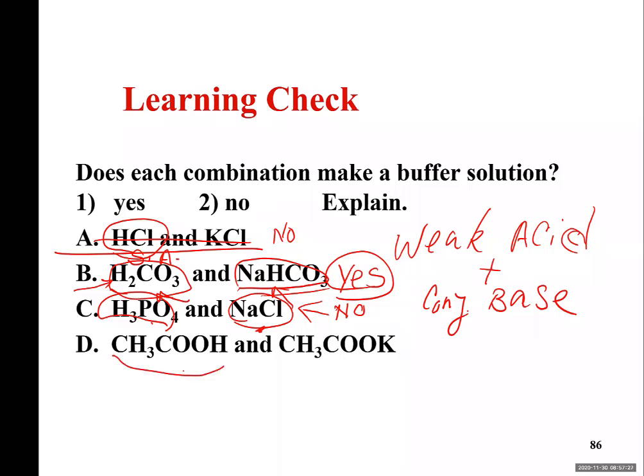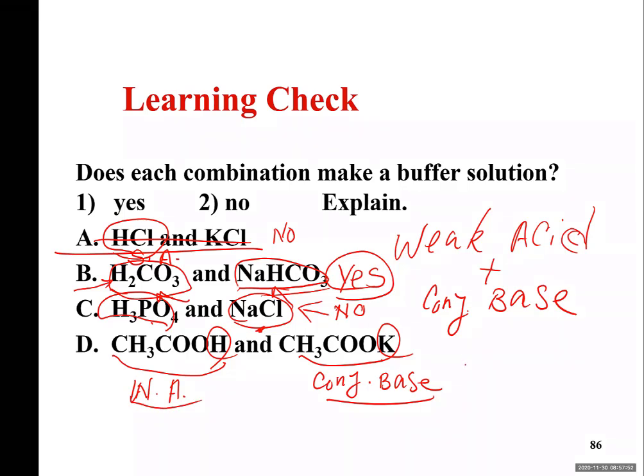Is this a weak acid? That's the acid in vinegar, acetic acid. Yes, this is a weak acid. Does this contain one hydrogen less? You see, hydrogen is replaced with K. So this is the salt of this acid. This is the conjugate base. A mixture of a weak acid and its conjugate base makes a buffer.